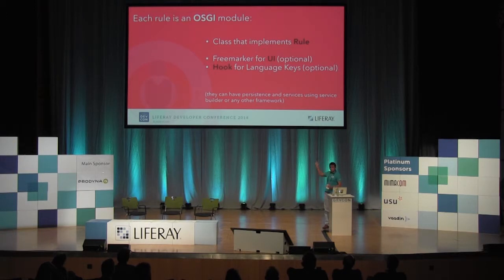So first one, I need a Java class which implements Rule. As Jorge showed before, we just need to say @Component implements Rule, and that will automatically do all the magic for us. We don't need to define any properties file or anything. Then for the UI, you can use any technology. We have decided to go with FreeMarker in this version, but you could use any other framework you want. And we are using a hook for the language keys. But again, you could also have other mechanisms if you want.